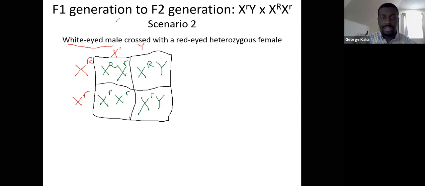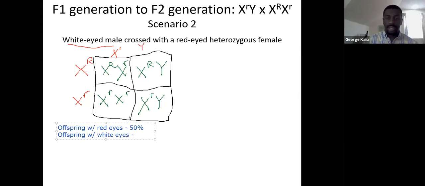Okay. So now we go ahead and analyze our Punnett square here. If we're looking at our total offspring, what's the chance that we have offspring with red eyes? Right, 50%, because again, we have 2 of our 4 boxes containing that dominant red eye allele. What's the chance of us having an offspring with white eyes? Another 50%. Good, because again, we have 2 with only the recessive allele.